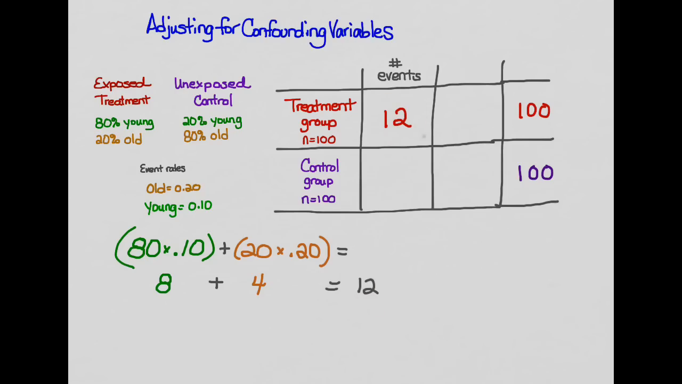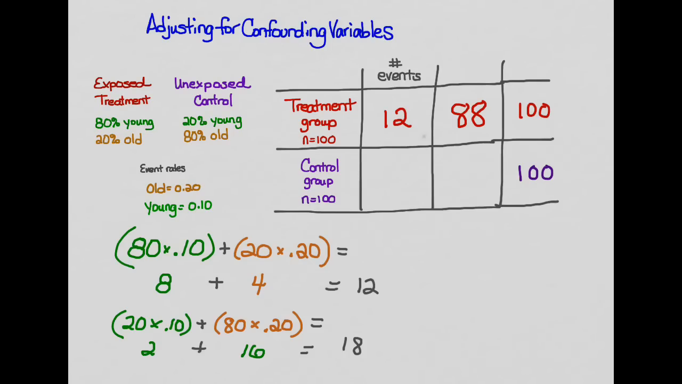So we'll put 12 events here. We know there's a total of 100, so the number of people with events is 12, and the number of people who did not have an event is 88. Now we'll do the same thing for the control group. In this case, 20% of the participants in the control group are young, so 20 out of 100, times their event rate of 0.1, is 2 events for the young. Plus 80 old people times their event rate of 20% equals 16 events for the old. That's a total of 18 events in the control group.